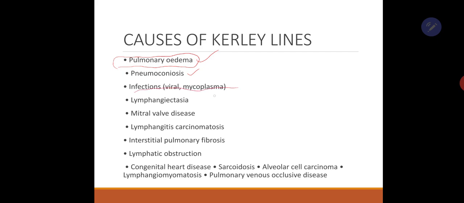Infections, viral or mycoplasma, lymphangiectasia rare, mitral valve disease, lymphangitic carcinomatosis rare, interstitial pulmonary fibrosis rare, lymphatic obstruction, congenital heart disease, sarcoidosis, alveolar cell carcinoma, lymphangiomyomatosis, pulmonary veno-occlusive disease. So just keep these conditions in your mind. Pulmonary edema is a very common pathology we see, so look for Kerley lines in those x-rays which you see next.